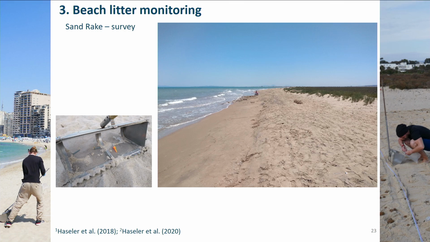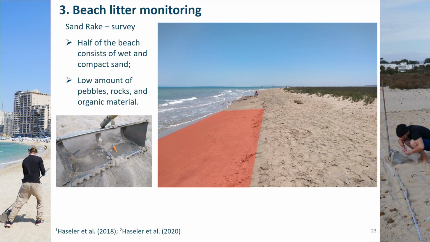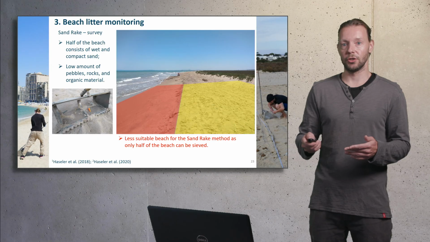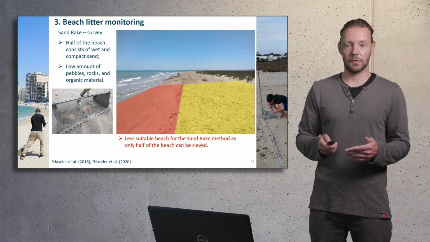But there are other beaches that look like this, for example. This is less suitable because half of the beach is very wet and consists of compact sand, here indicated in red. That means that we can only investigate this yellow area. That yellow area is okay because there are also no pebbles, rocks, or organic material. But in general, we can say this beach is less suitable as only half of it can be investigated with the sand rake method.